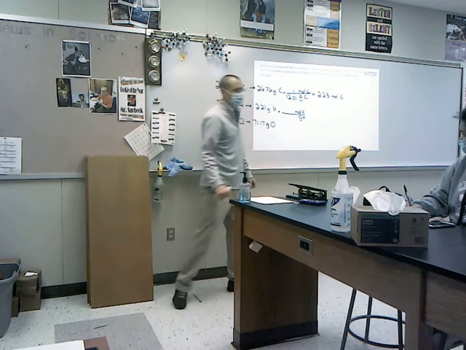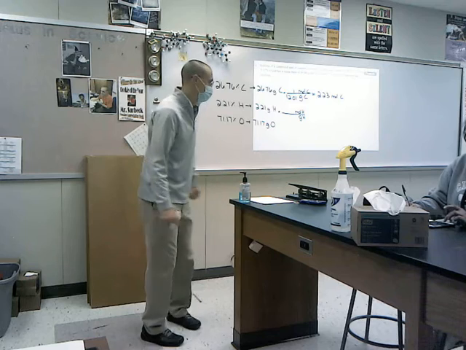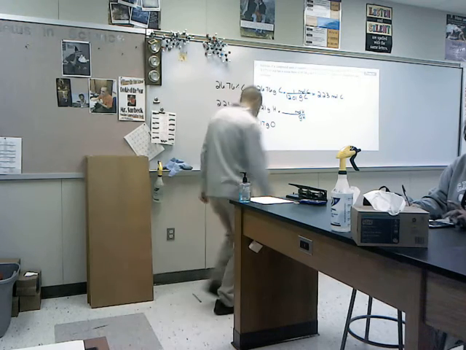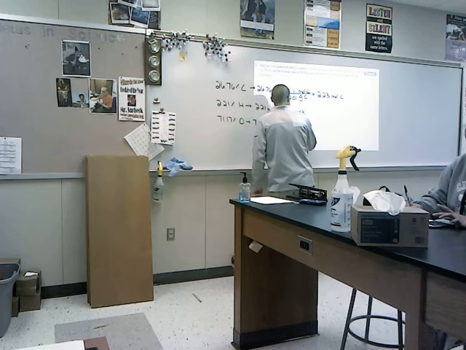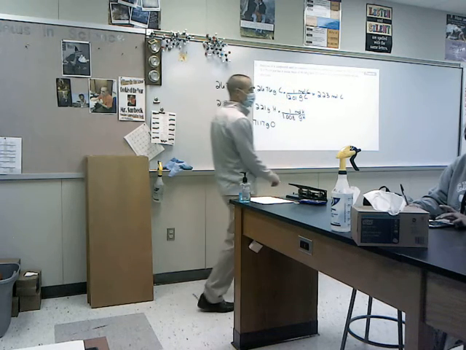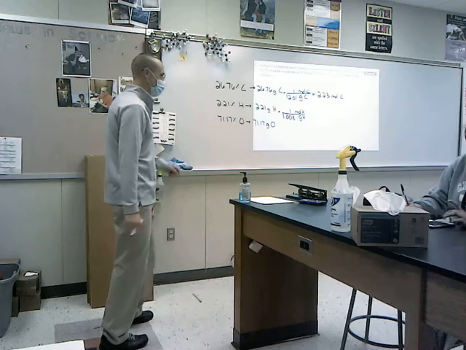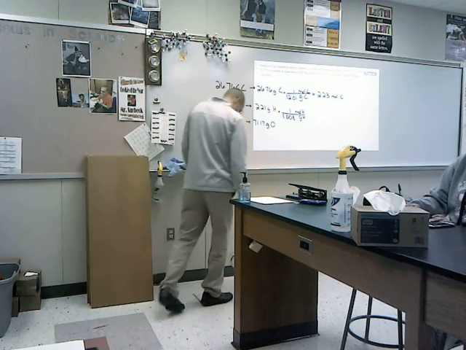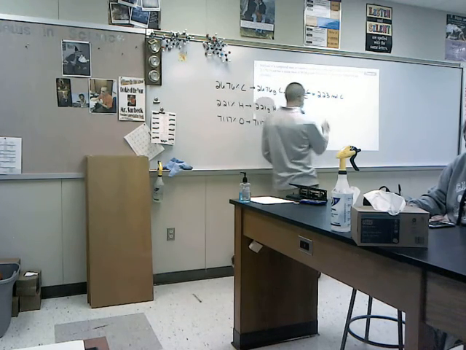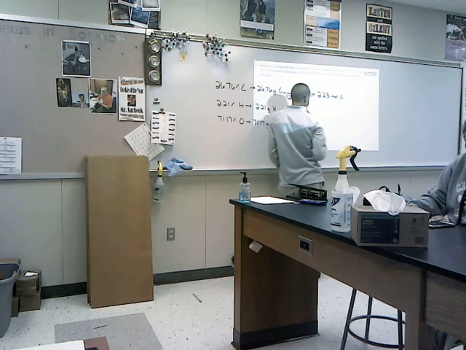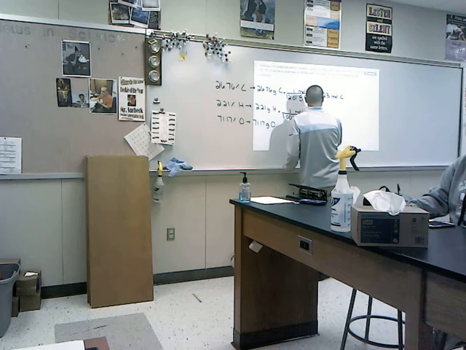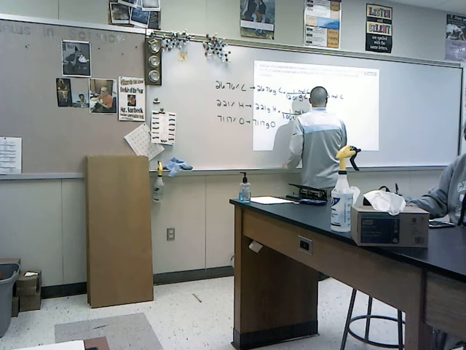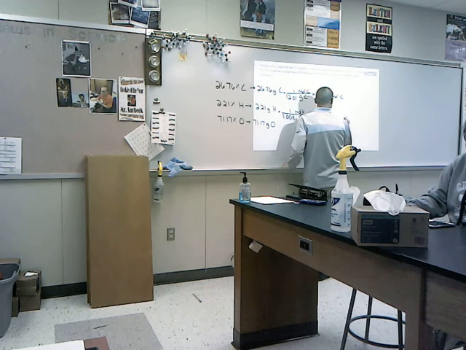What number gets associated with grams of hydrogen? 1.008 for every 1 mole on top. Somebody help me out, 2.21 divided by 1.008. 2.19. Perfect. So 2.19 moles of H.